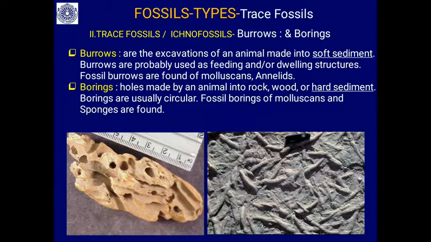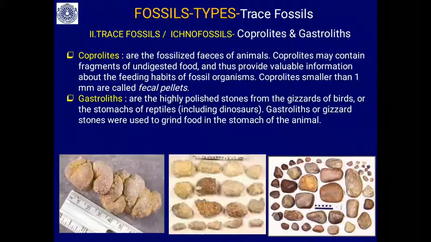Then the burrows and borings. Burrows are the excavations made by animals into soft sediments. So, these are burrows on wood made by dinosaurs or else insects or ancient birds. You can see the molluscans or annelids like that. Borings are the holes made by animals into rocks, wood, and hard sediments. Borings are circular. Fossil borings of molluscan sponges are also found. These are burrows and the borings, you can see.